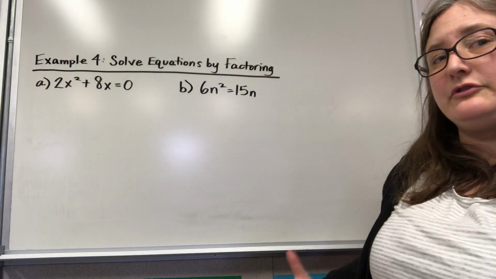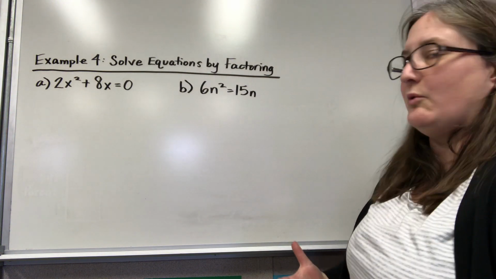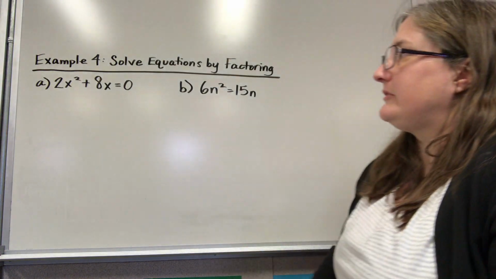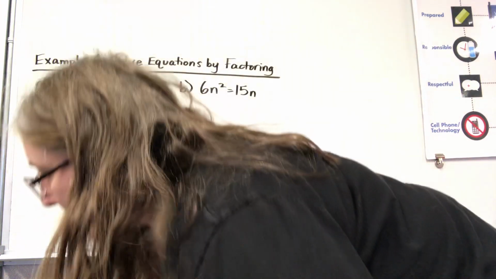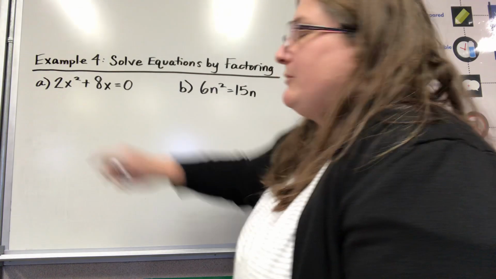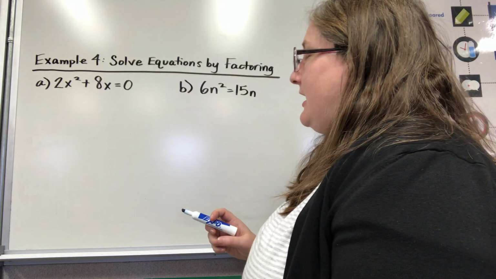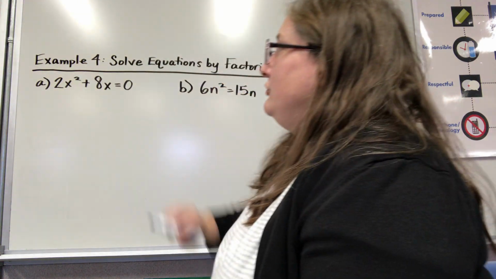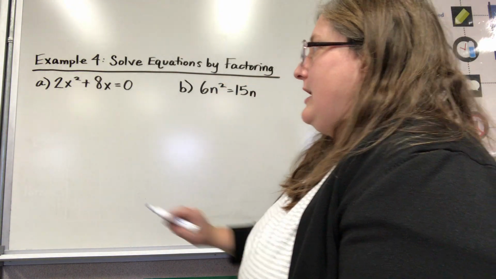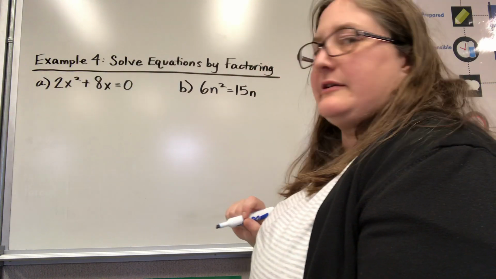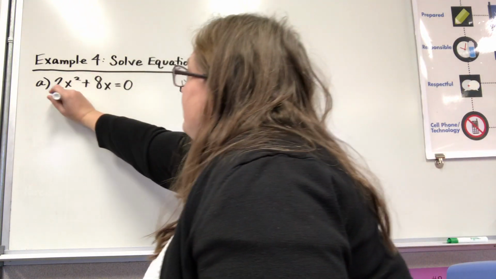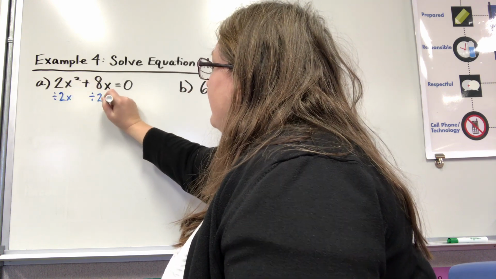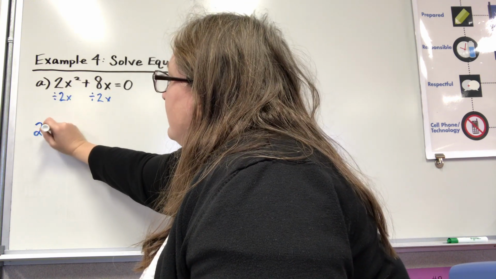Sometimes we have to turn something back into factored form in order to solve the problem. So I know that here something has to be equal to 0. But I don't have this written in factored form. So I'm going to find the greatest common factor to factor out. 8 and 2's greatest common factor is 2. And x squared and x, their greatest common factor is a single x. So I'm going to divide both of these by 2x. That's what I'm going to factor out.